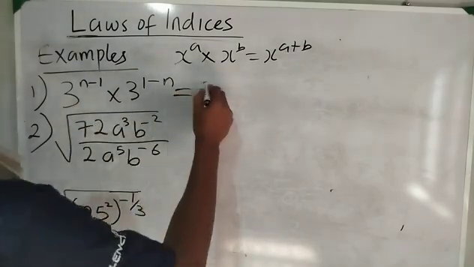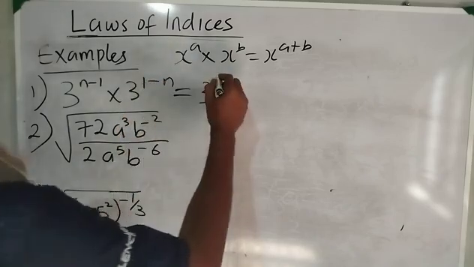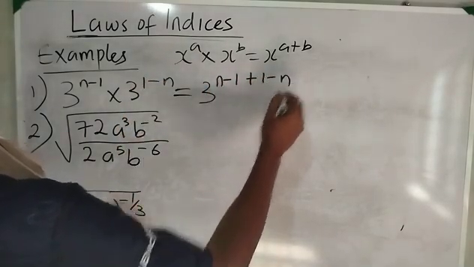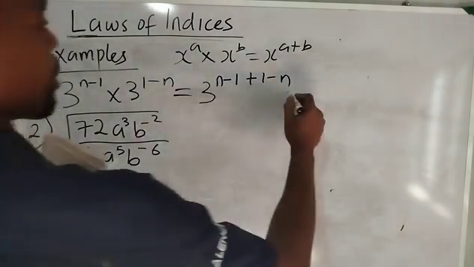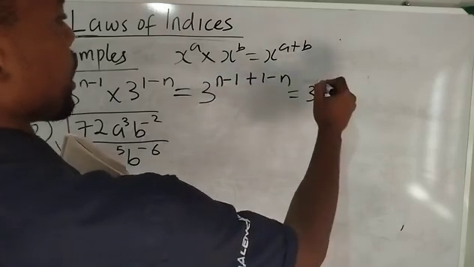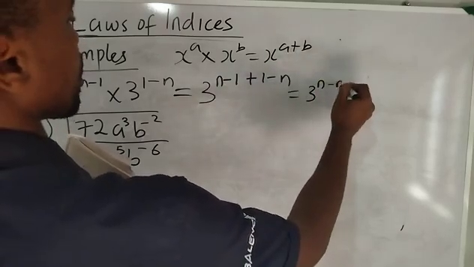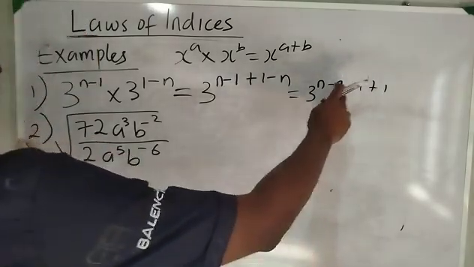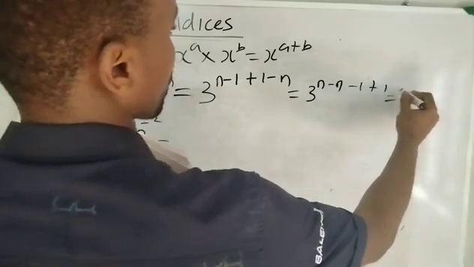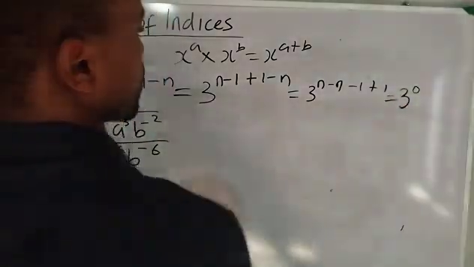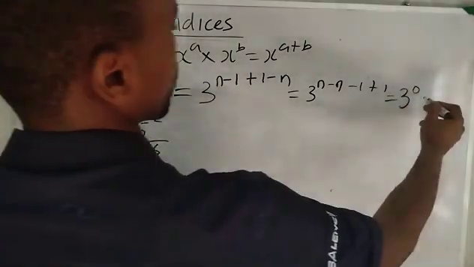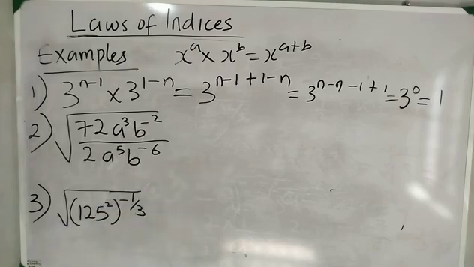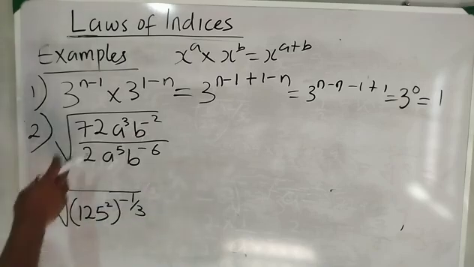We are going to just write 3 raised to the power, we are going to add their powers. That is n minus 1 plus 1 minus n. So when you collect like terms, you are going to have 3 raised to the power n minus n, which is 0, and minus 1 plus 1 is 0. That means you're having 3 raised to the power 0 in the end. And according to law 3 of indices, this is equal to 1. Pretty straightforward, right?